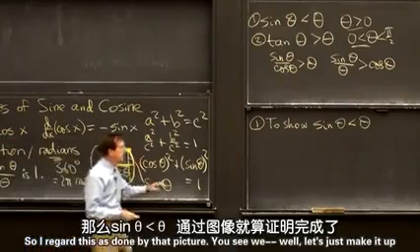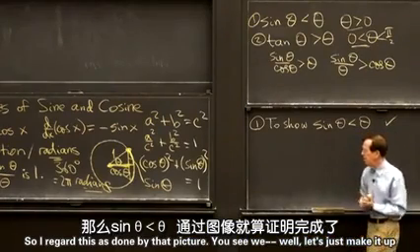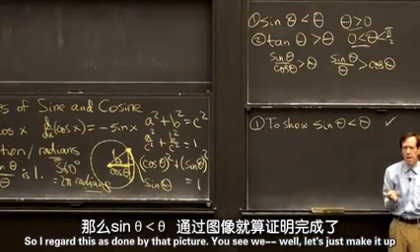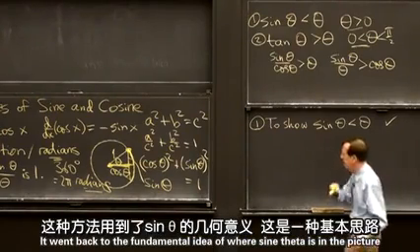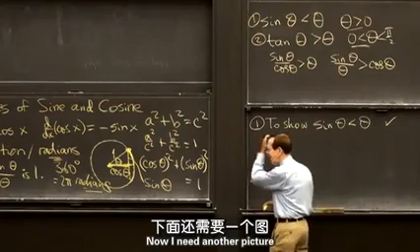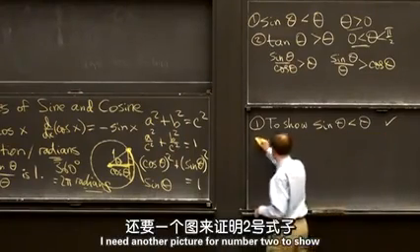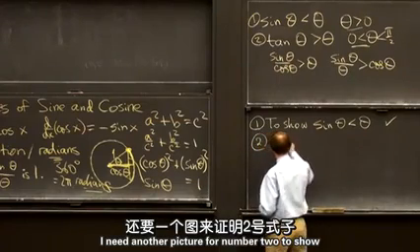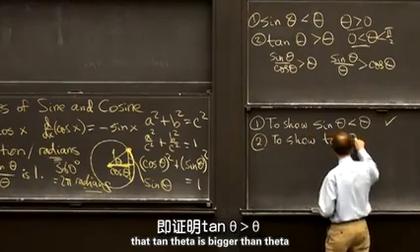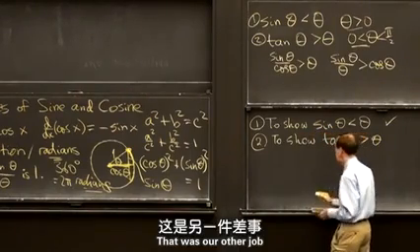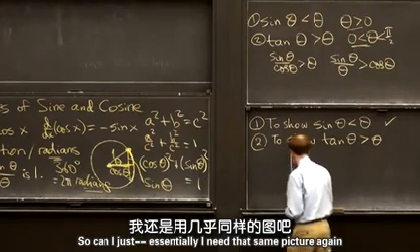So I regard this as done by that picture. You see, we didn't just make it up. It went back to the fundamental idea of where sine theta is in a picture. Now I need another picture. I need another picture for number 2 to show that tan theta is bigger than theta. That was our other job. So essentially I need that same picture again.